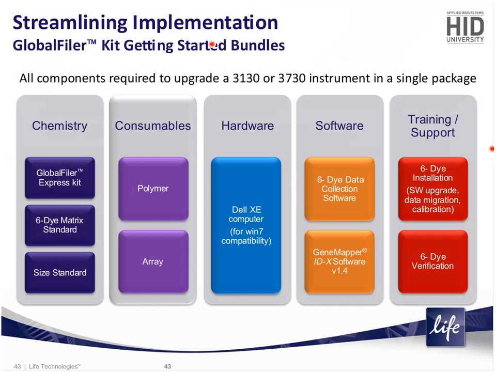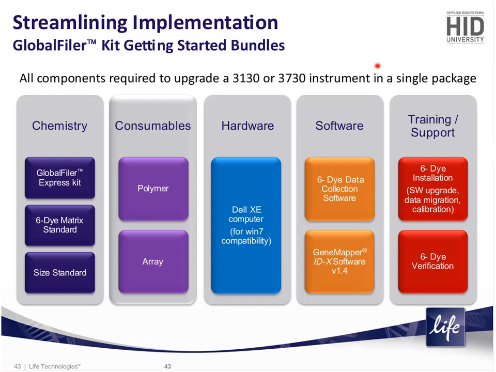And so to try and make it easy, we've combined all of the components within a single package. The chemistry, so the kit, the matrix standard, and the size standard if necessary. Also in terms of consumables, the polymer and, if necessary, the array. A new computer will be required for the Windows 7 operating system, which also comes with the new versions of software: the 6-dye data collection and also GeneMapper IDX version 1.4, together with training and support, so service engineer support to actually help get the software in the first place, and then a 6-dye verification by a support specialist to enable your instrument to be up and running and you to be comfortable and confident with the quality of the 6-dye data you'll be able to get onto your instrument.